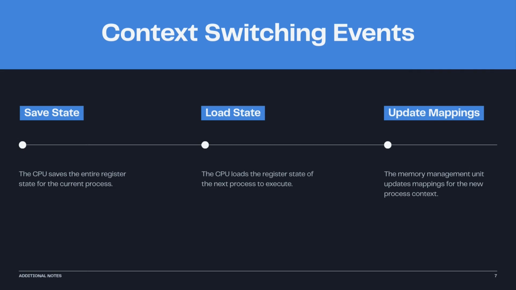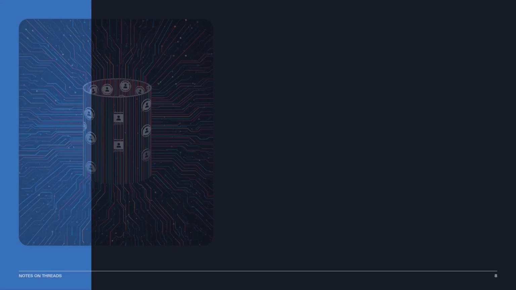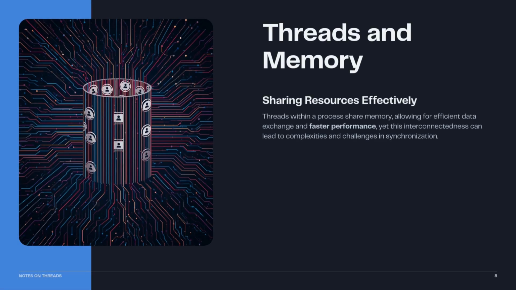Another significant cost is context switching. Switching between processes is a heavyweight operation. The OS has to save the entire state of the current process and then load the entire state of the next. This incurs a measurable CPU cost, impacting overall performance.